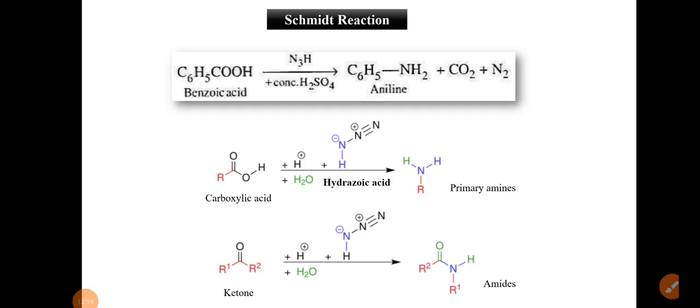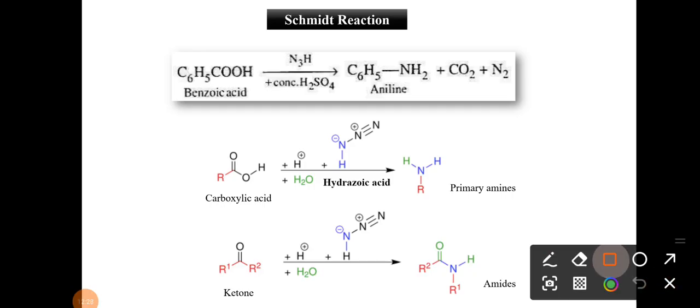Okay, the next reaction, the Schmidt reaction. The Schmidt reaction involves benzoic acid or any carboxylic acid that undergoes reaction with N3H. Don't get confused between NH3, which is the ammonia, and N3H, which is hydrazoic acid, along with concentrated H2SO4. So benzoic acid reacts with hydrazoic acid and concentrated H2SO4, and you get aniline as the product.